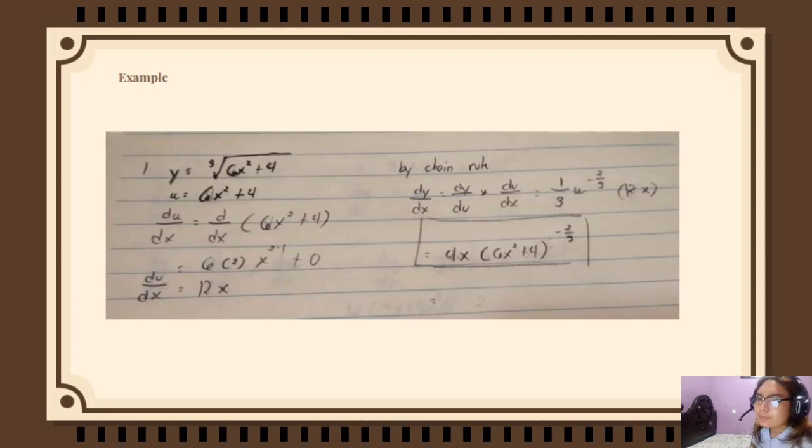Then the derivative of y over the derivative of x is equal to the derivative of y with respect to u multiplied by the derivative of u with respect to x. Now we apply it here, with negative 2/3.